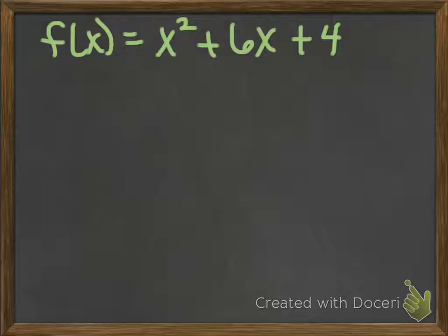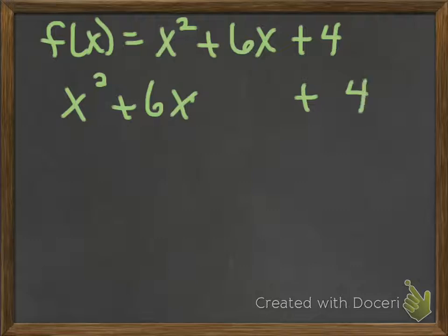So first thing I'm going to do, I'll come back to that f of x part later. I'm going to deal with this x squared plus 6x. I'm going to leave the plus 4 on the side. We'll come back to that later on and deal with it. That constant you're going to come back to. What we need to deal with is the variables, the x.